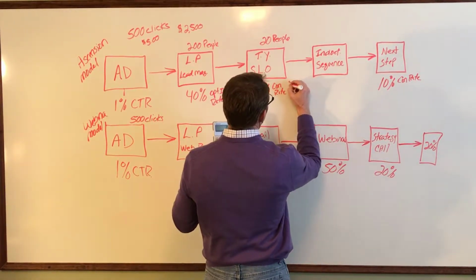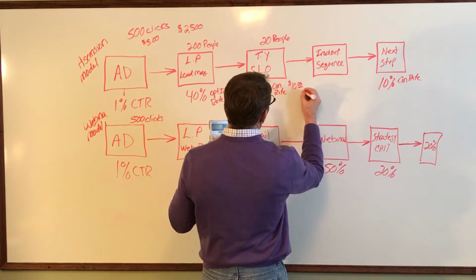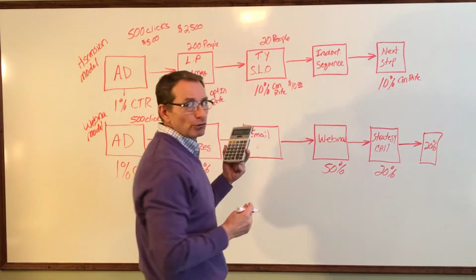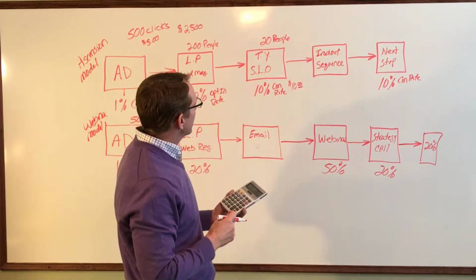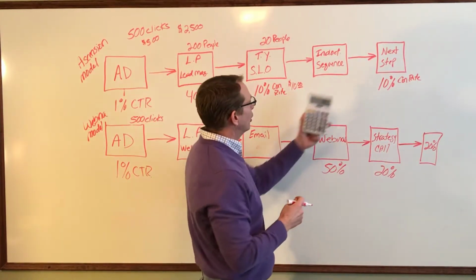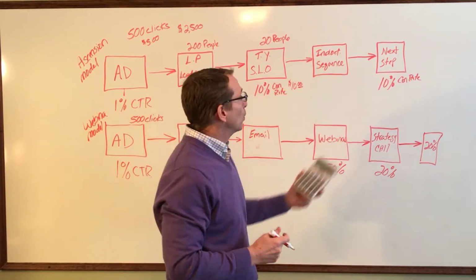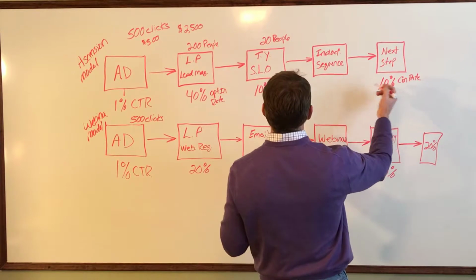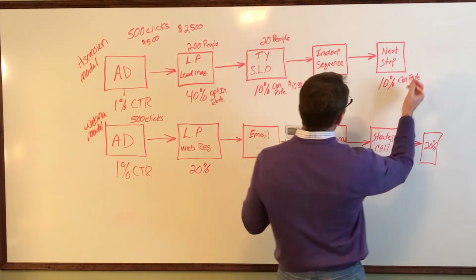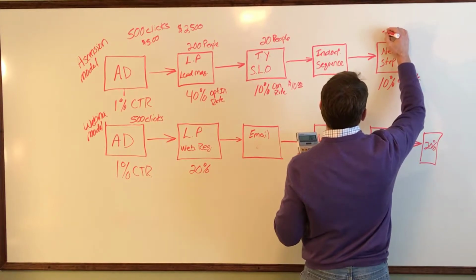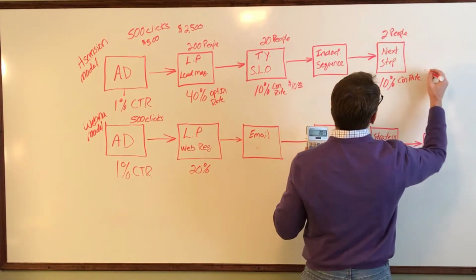Let's just say that this is just a simple $10 offer. All right, these are real world numbers. This is what most people are using. Okay, then you sign up through an indoctrination series, and then you have your next product or service that you're offering, which is also going to convert at 10%. So if you have 20 people and it converts at 10%, that's just 2 people, or 2 sales.